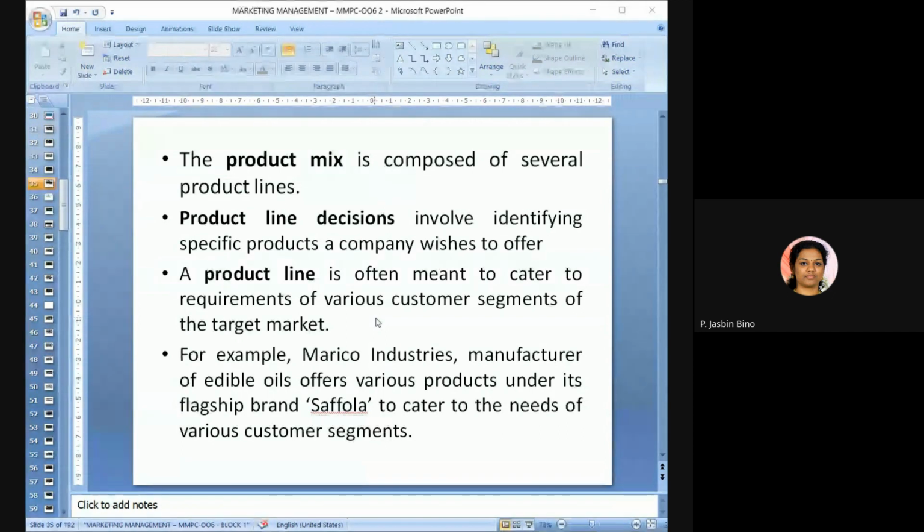Next, product line decisions. They involve identifying the specific products a company wishes to offer. It is often meant to cater to the requirements of various customer segments of the target market. When we are targeting the market, the customers will be in need of many types of products. So through the product line, they offer products to the segmented or targeted market customers. For example, Marico Industries, the manufacturer of edible oils, offers various products under its flagship brand like Saffola to cater to different categories or segments of customers.